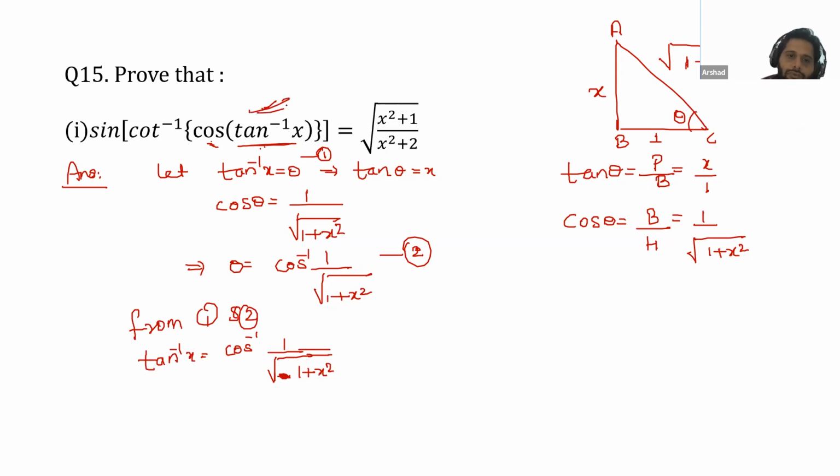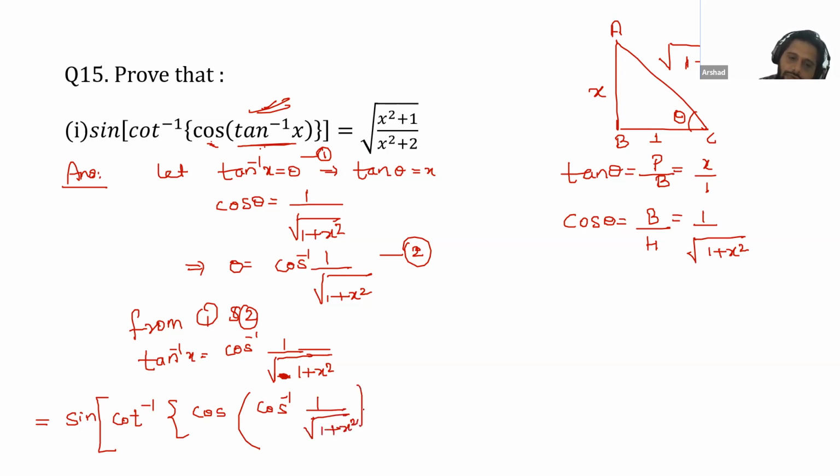Now, in place of this one, what can we write? We can write sine. Then we have this cot inverse, then we have cos, and in place of this, we can write cos inverse 1 by under root of 1 plus x squared. So finally, what will we get here? This will give us sine, then cot inverse, and this cos and cos inverse will give us 1 by under root of 1 plus x squared.